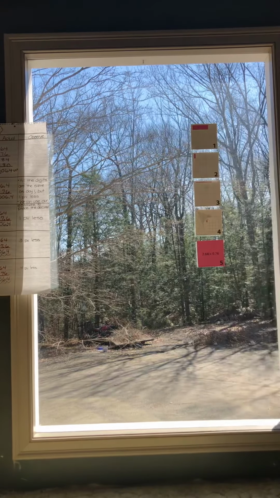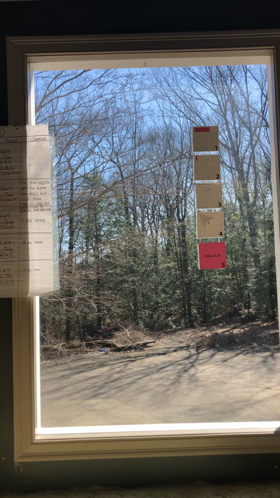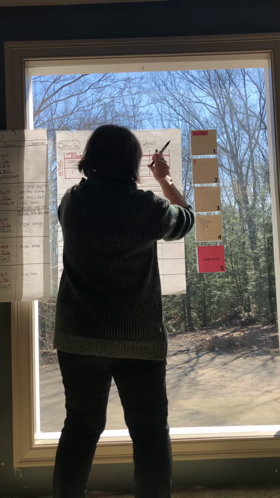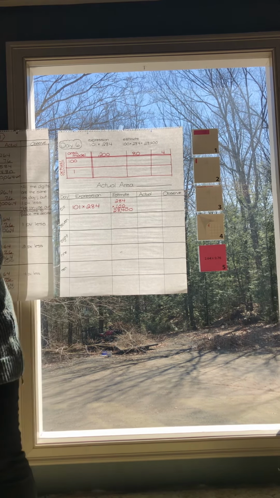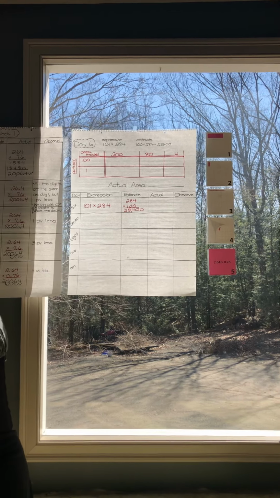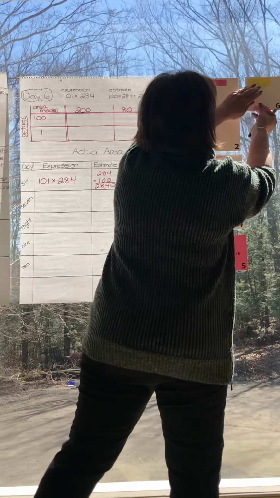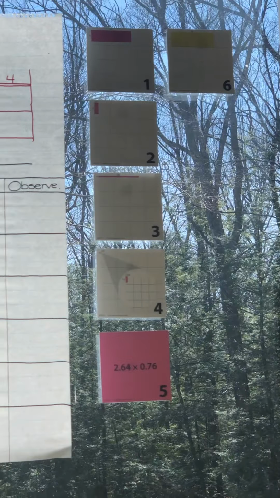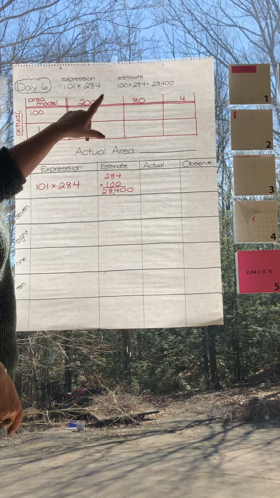All right, and let's look at this. Day 6, again, they'll be asking us to find the area of a rectangle by multiplying its length times its width. But this time, it was yellow. It's a yellow rectangle. And its vertical dimension is 101 units, and its horizontal dimension is 284 units.